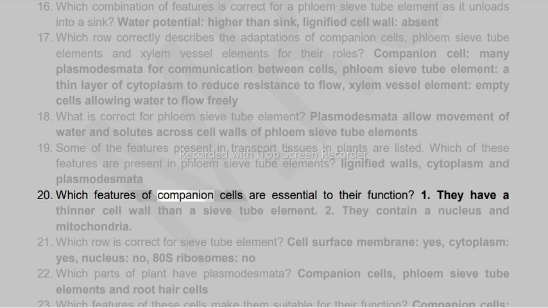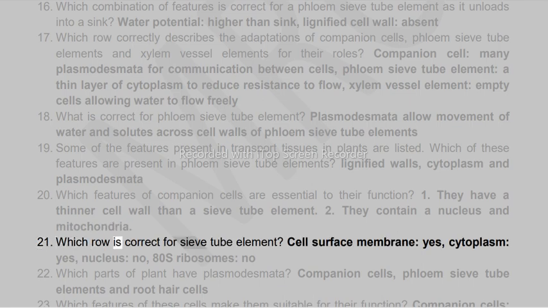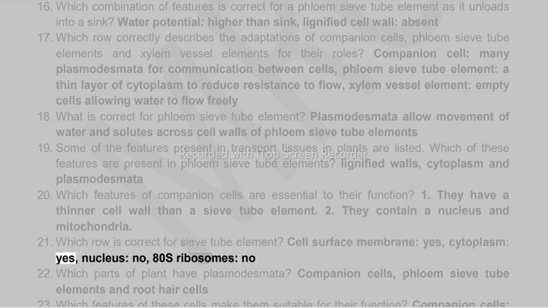20. Which features of companion cells are essential to their function? 1. They have a thinner cell wall than a sieve tube element. 2. They contain a nucleus and mitochondria. 21. Which row is correct for sieve tube element? Cell surface membrane, yes. Cytoplasm, yes. Nucleus, no. Ribosomes, yes.